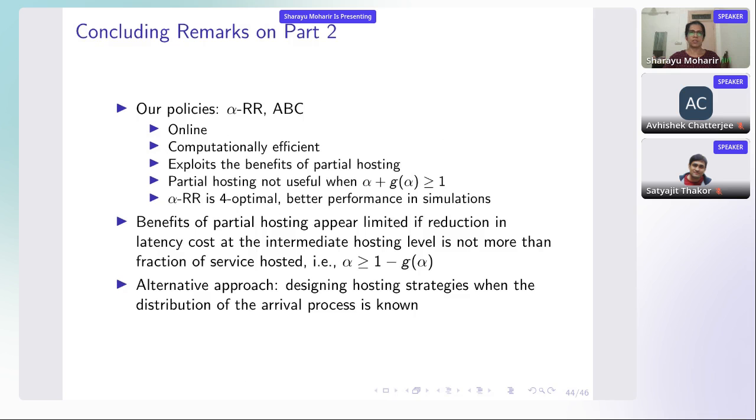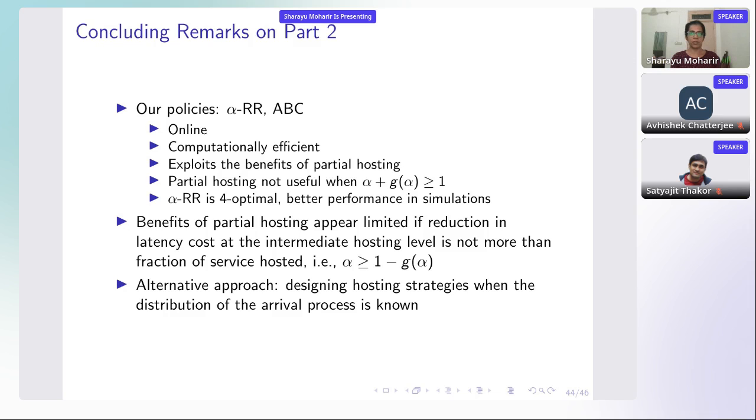So to conclude this part of the talk, we consider the algorithmic challenge of dynamic service hosting at the edge in the setting where the service can also be hosted partially. We proposed a computationally efficient online policy. We call this policy alpha RR. We show that this policy is 4 optimal. In addition, we show that it uses partial hosting only when alpha plus G alpha is less than 1. And it's our conjecture that even beyond alpha RR, benefits of partial hosting are very limited if alpha plus G alpha is greater than or equal to 1.